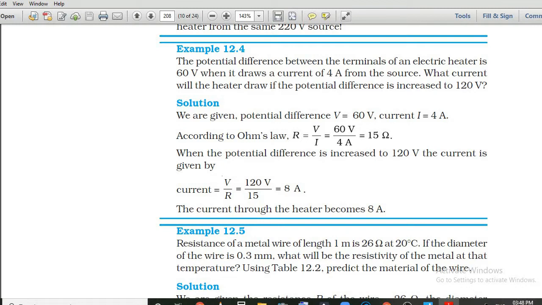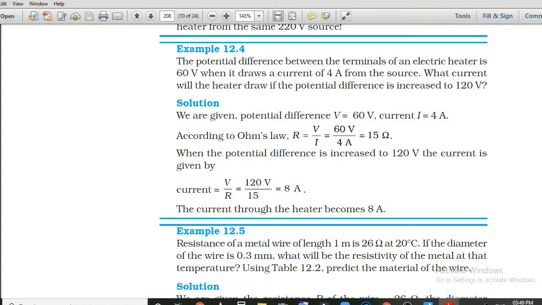Anyway, even though you know that, sometimes while you are writing an examination, you need to write the answer based on the mark. If the question is a 1 mark question, you may simply say, as per Ohm's law, when voltage doubles, current also will double. Therefore, the current will become 8 ampere. You may write it like that. But if the mark is more, you may write the answer as given in the text.